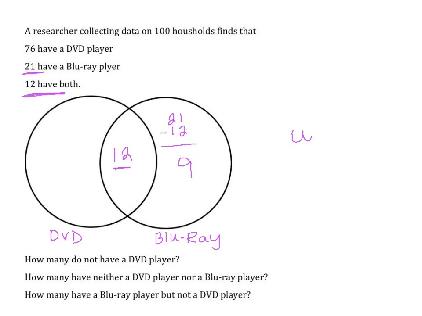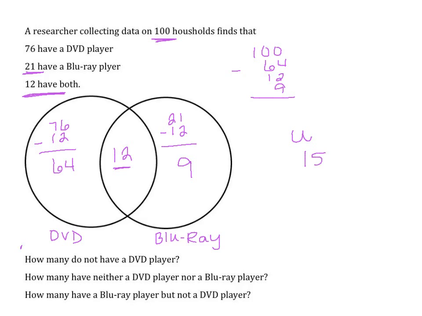76 have a DVD player. But again, just like the Blu-ray player, if we have 76, we have to subtract the 12 that are already included with the DVDs. So 64 have a DVD only. So we have 64 that only have a DVD, 12 that have both a DVD and a Blu-ray, and then 9 who only have a Blu-ray. But we have 100 in our household. So if we were to take 100, subtract 64, subtract 12, and subtract 9, there are 15 left over that don't have a DVD or Blu-ray player.